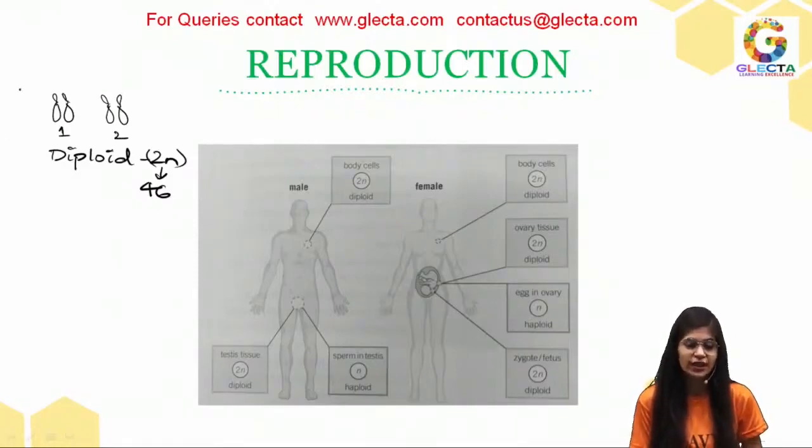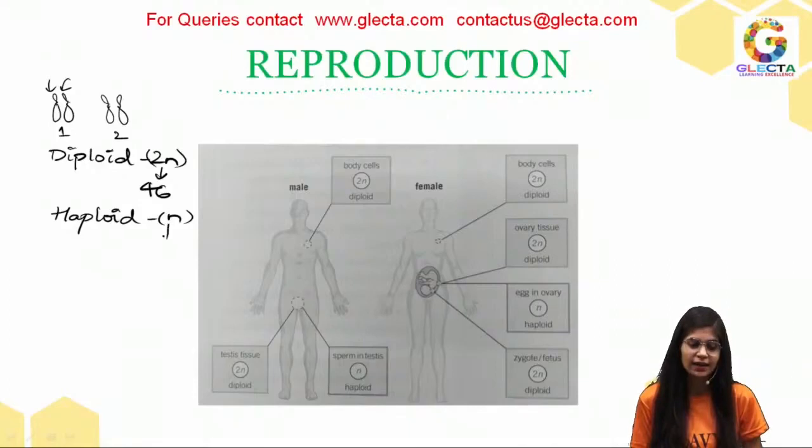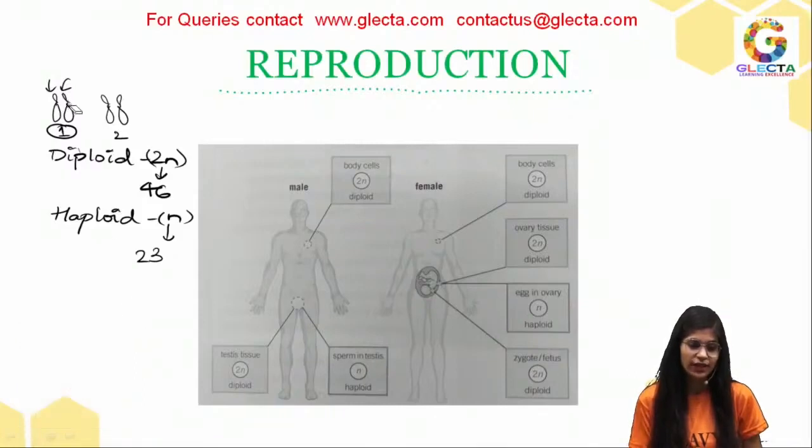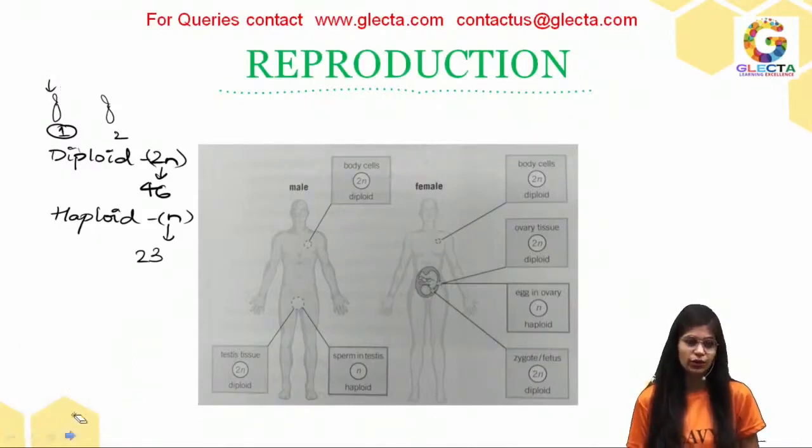So 23 each having 2 chromosomes, which equals 46. Talking about another word, haploid, which is denoted by a single n, and it only has 23 chromosomes, which means chromosome number 1 will not be seen as this. Instead, when you're looking at a chromosome of a haploid cell, this is what they're going to look like.